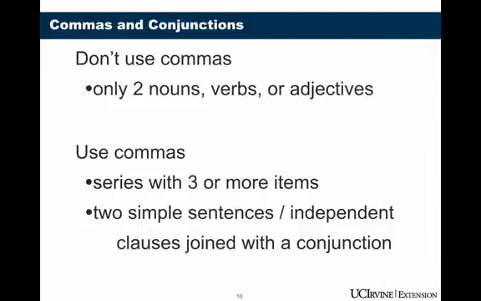Let's review. Remember, you don't use commas when you have only 2 nouns, or only 2 verbs, or only 2 adjectives. You do use commas when you have a series with 3 or more items. So that could be 3 nouns, or 3 adjectives, or 5 verbs. Then you would use a comma. You would put a comma after each item. And you do use a comma when you have 2 simple sentences, we can call them 2 independent clauses, joined with a conjunction. That makes a compound sentence, and you do need a comma before the conjunction.